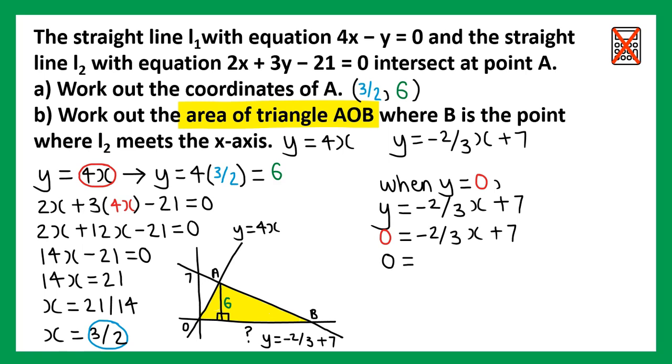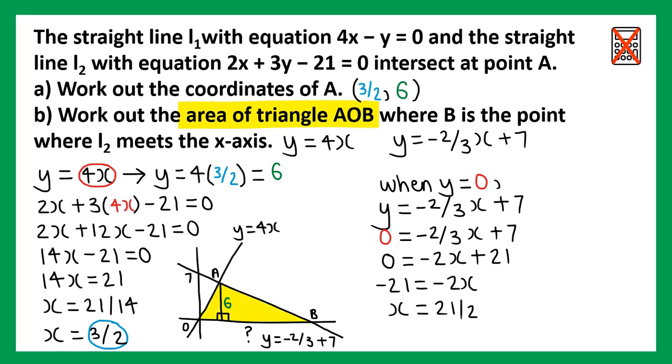Multiplying through by 3 to eliminate the denominator of the fraction: 0 is equal to negative 2x plus 21. Subtracting 21 from both sides leaves me with negative 21 is equal to negative 2x. And dividing through by negative 2 gives me a value for x of 21/2.